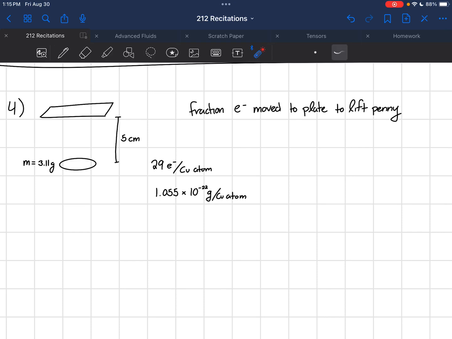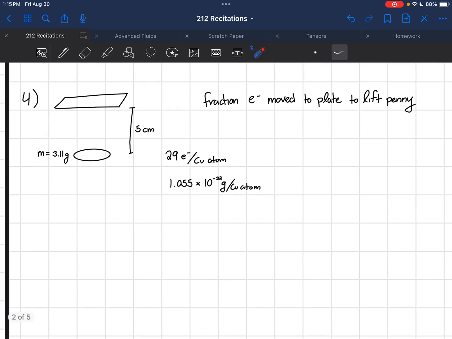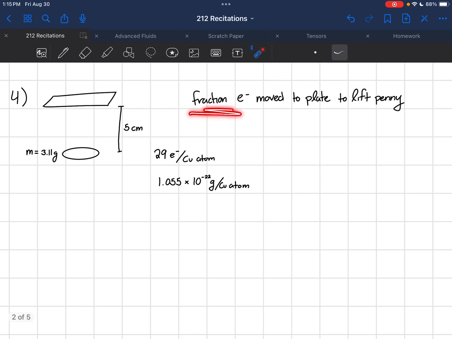Alrighty, y'all. Today we're taking a look at question 4 on recitation number 1. For this one, we're trying to figure out the fraction of total electrons that we have to move from the penny to the plate in order to lift up the penny. So we have a penny with a given mass. Some distance away, we have some plate. And we're going to be moving electrons one at a time until we can lift up the penny.